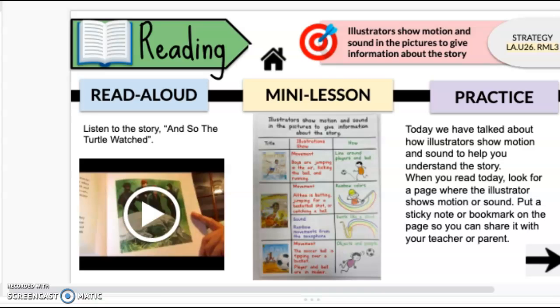If you don't, another idea is that you could take a piece of paper and be the illustrator and draw a picture and show movement with lines or show sound. Show things that are happening in the picture using lines and maybe colors to show motion and sound. Just use these examples in the poster here to maybe make a picture of your own that shows it.